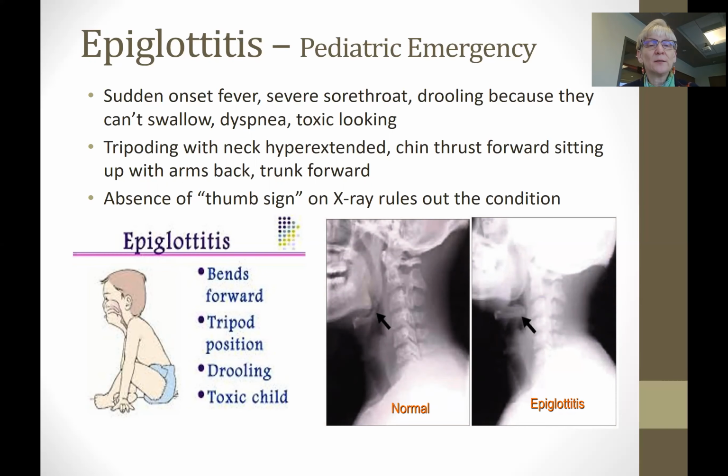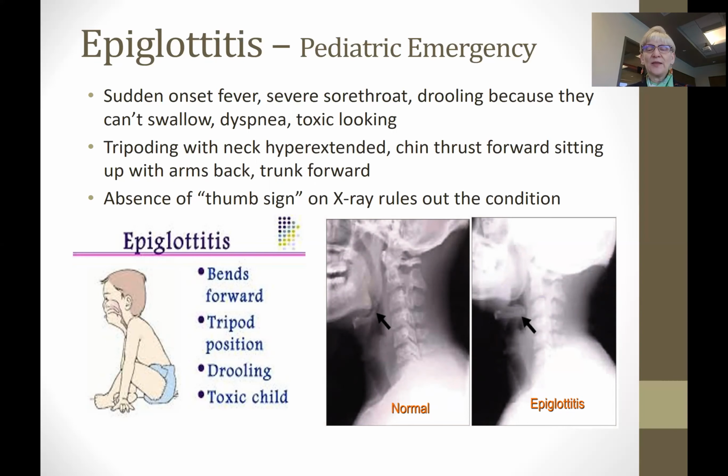They will tripod. Think about your toddler. They will tripod because they are doing everything they can to extend their neck, their arms, their trunk. They're doing everything they can. They'll jut their chin forward, just trying to get in as much air as they can. They are scared absolutely to death because they can't breathe.